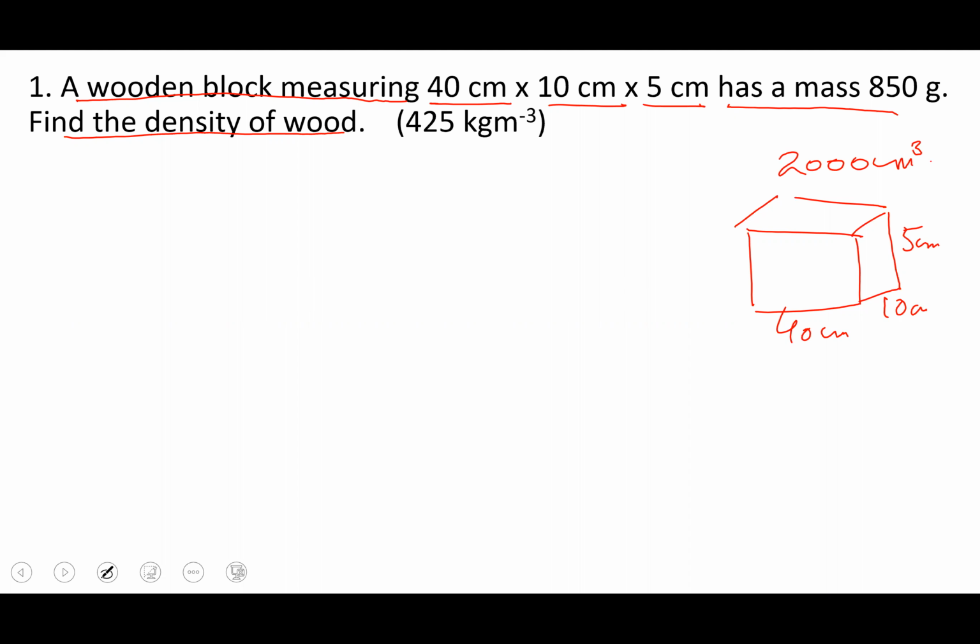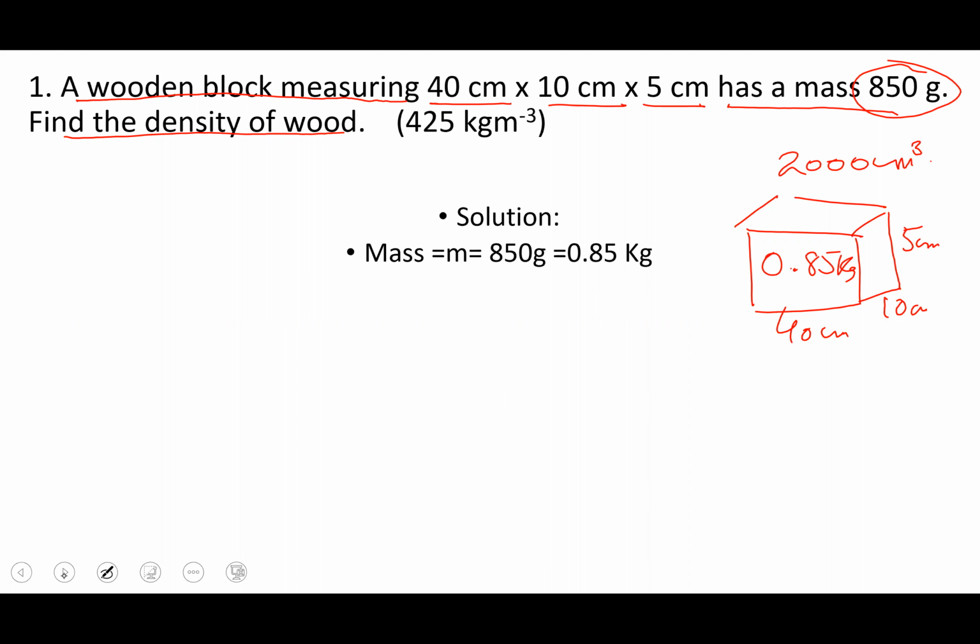And the mass of this is 850 grams or 0.85 kilograms actually in this case. So the data which is given to us is mass, which is 850 grams. So we have to convert that into kilograms. So we have to divide it by 1000. So our answer will be equal to 0.85 kilograms.